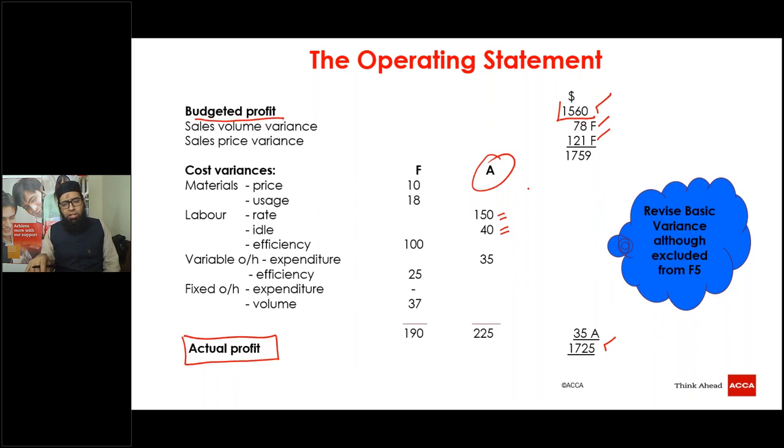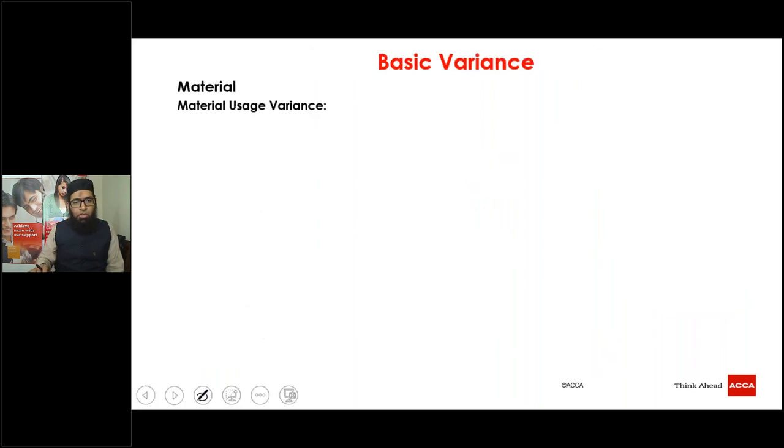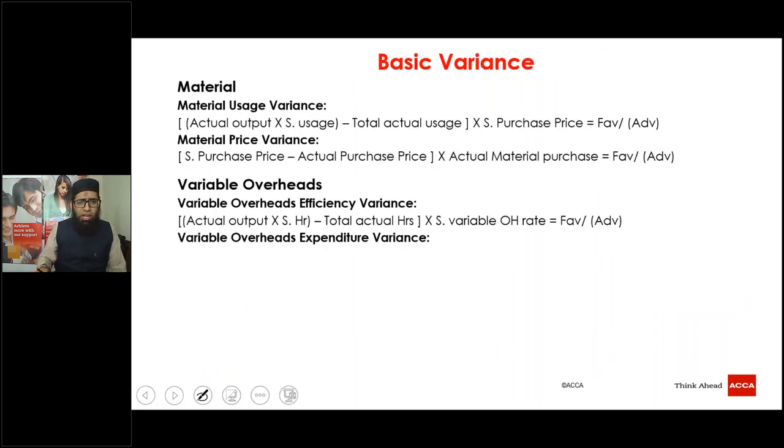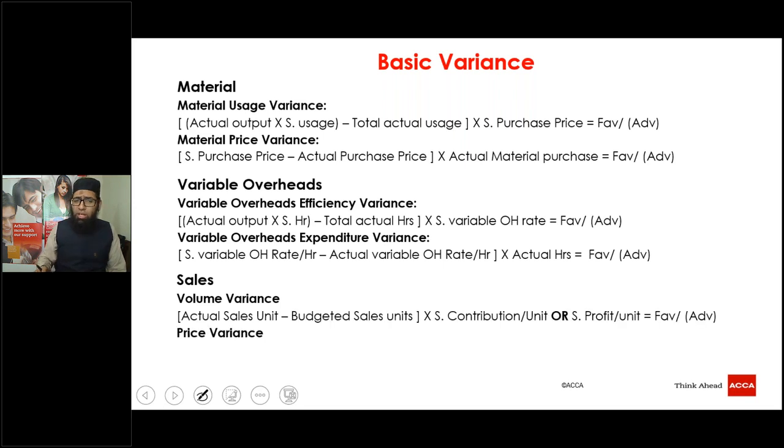For this, you should revise the basic variances as well, that is material price, usage, labor rate, idle time. You should revise that, although these are excluded from F5. So these are the basic variances. You have these notes, these slides, so you can revise that. I'm not wasting time on that because these are no longer part of F5.